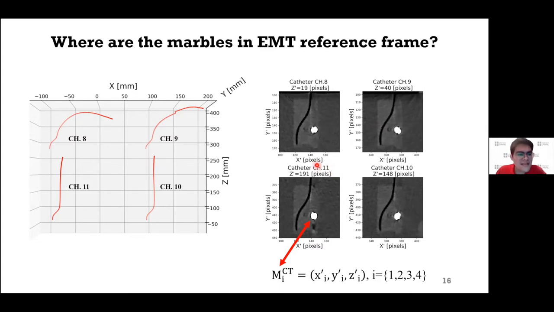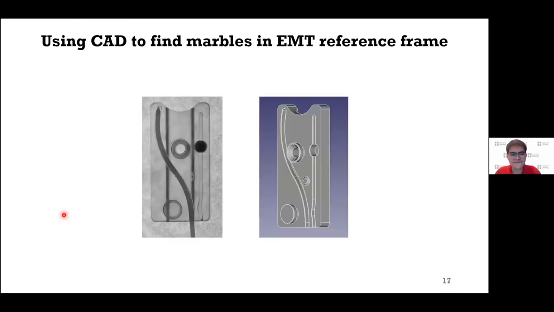But what about in the EMT reference frame? We have to first find them in order to be able to do the registration between the EMT and the CT reference frame. So that's one of our objectives, to find the marbles in the EMT reference frame. So what did I do? Here's where the 3D computer vision comes from. I use a CAD, a 3D model of my template, to find the relative position between the marble and the S shape, which can be reconstructed in the EMT.